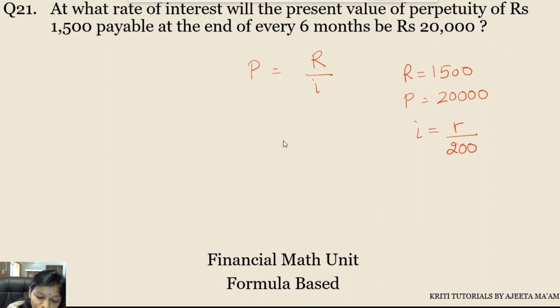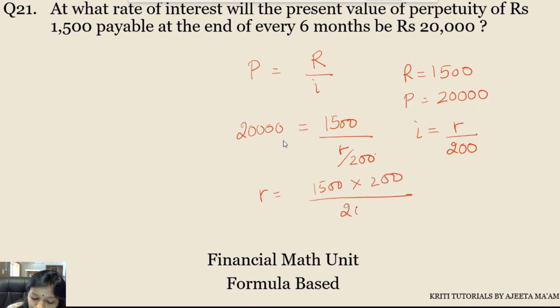So, if I substitute the values, what will I get? I will get 20,000 is equal to 1500 upon R by 200. So R will be nothing but 1500 into 200 upon 20,000. Right? So now very simple calculations. If we cancel the zeros and 2, so we get R as 15%.